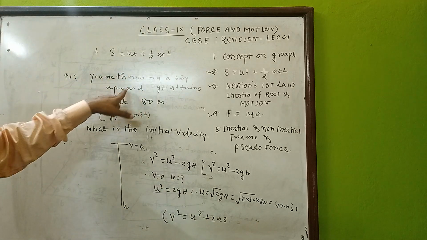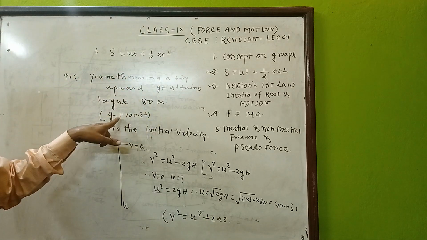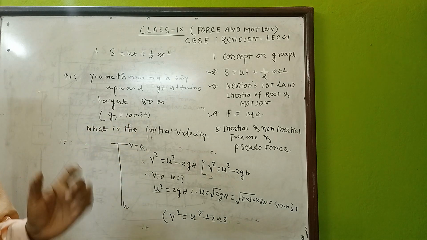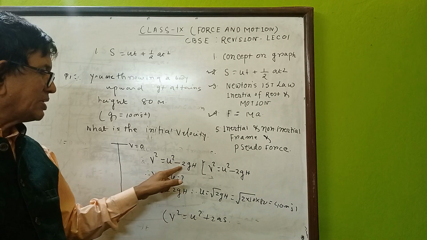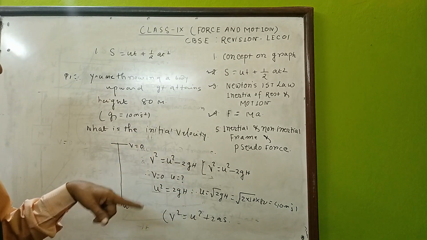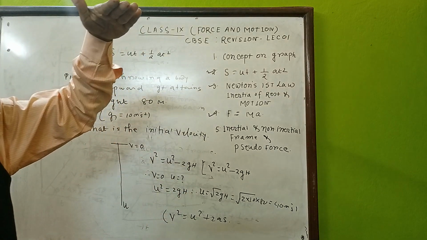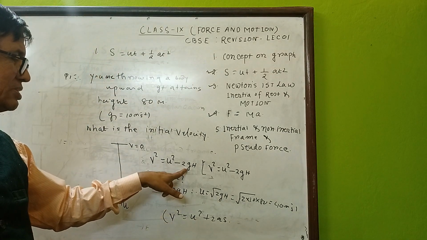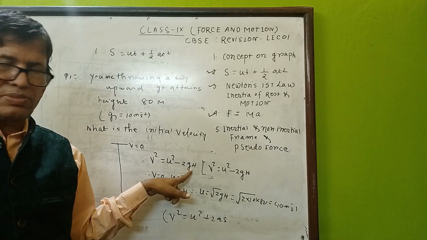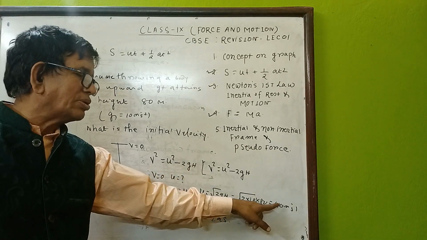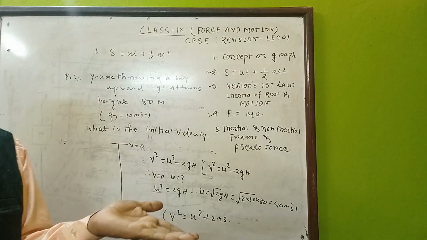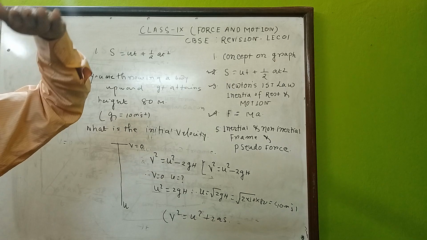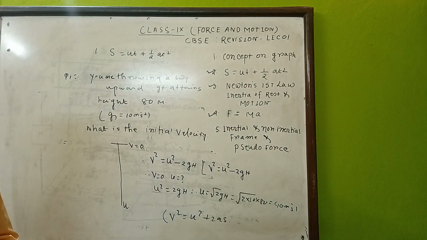Clear? You are throwing a body upward, it attains a height of 80 meters, g is 10 meters per second squared. What is the initial velocity by which you have thrown the body? Now v square equal to u square minus 2gh. You may ask why v is 0, because at the top point the velocity is 0. Putting g as 10 and h as 80, we get 40 meters per second. That means if you throw the body upward at 40 meters per second against gravity, then after moving up 80 meters the velocity will become 0.